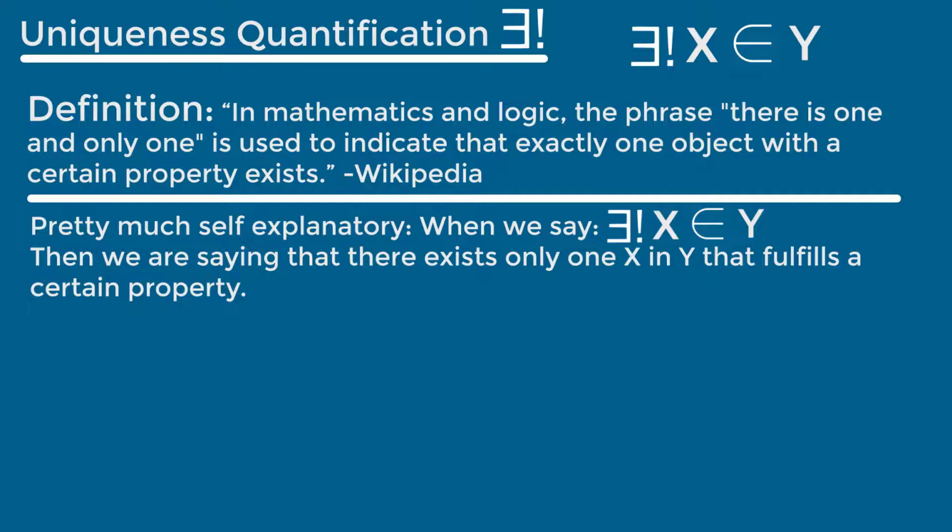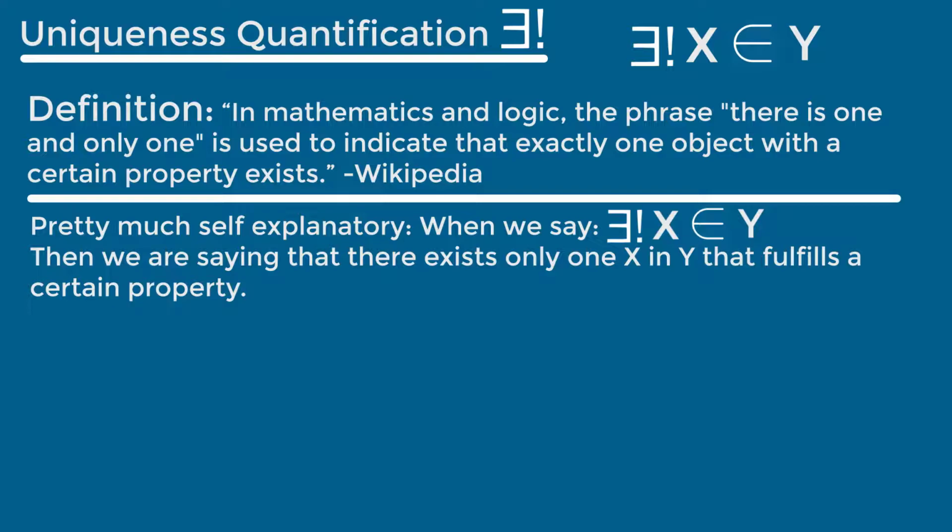Lastly, we're going to talk about the uniqueness quantification, which is there exists only one. The definition for this is, in mathematics and logic, the phrase there exists one and only one is used to indicate that exactly one object with a certain property exists. This is pretty much self-explanatory.